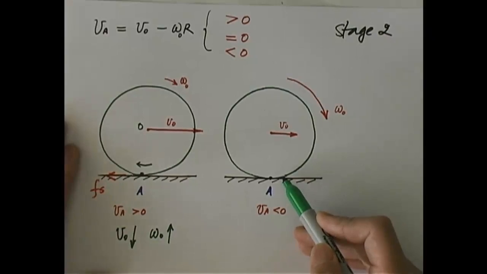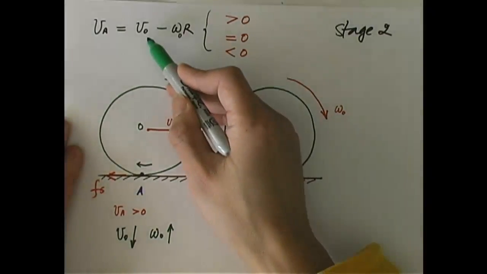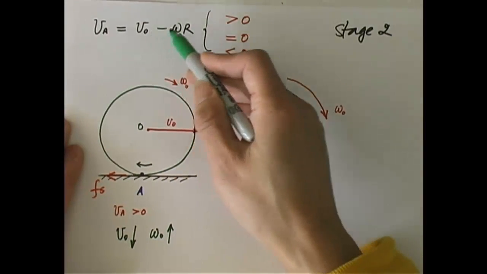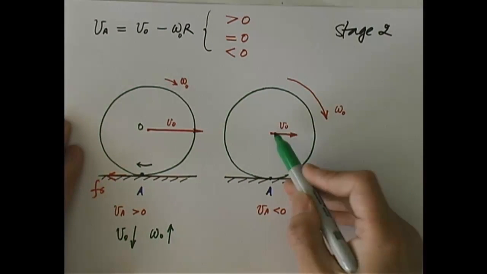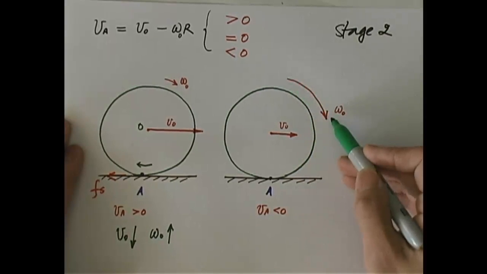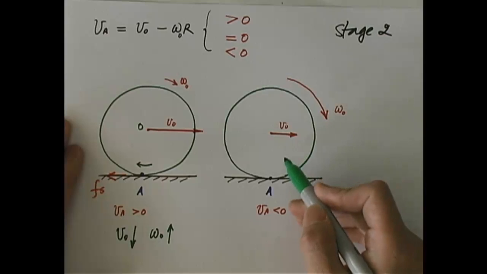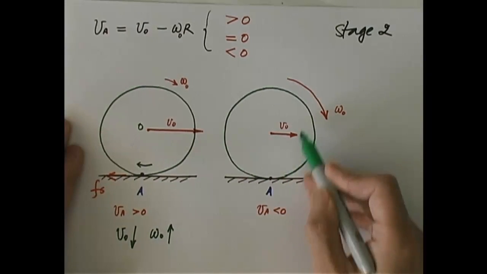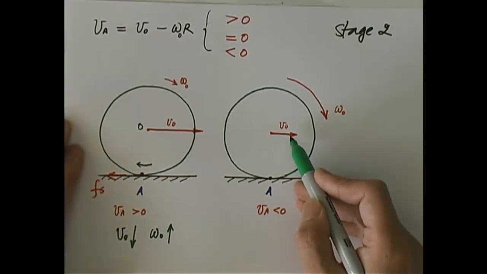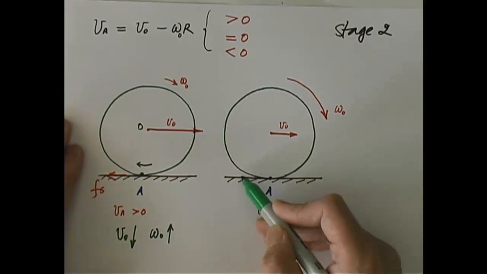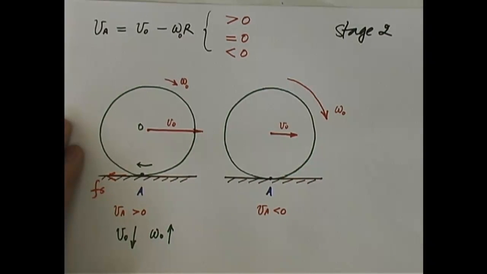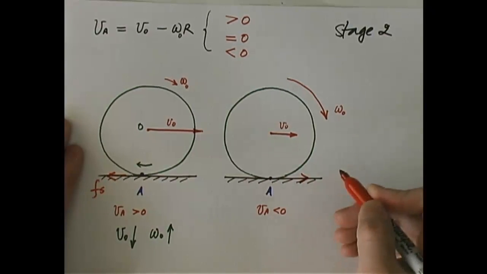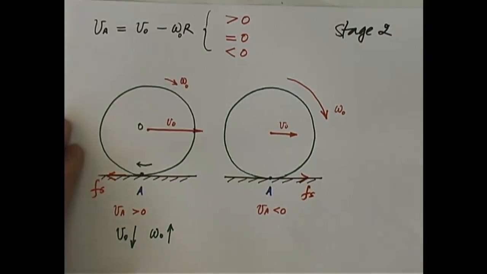Now, on the other hand, if VA is less than 0, which means VO is less than omega O times R, that means you have too little linear motion to begin with and too much angular motion. Too much turning. That means you're going to have a large backward speed due to rotation and a small forward speed due to translational motion. So you're going to slide backwards. At this point, you're sliding backwards, which means friction, being against it as always, is now forward. So Fs is forward.